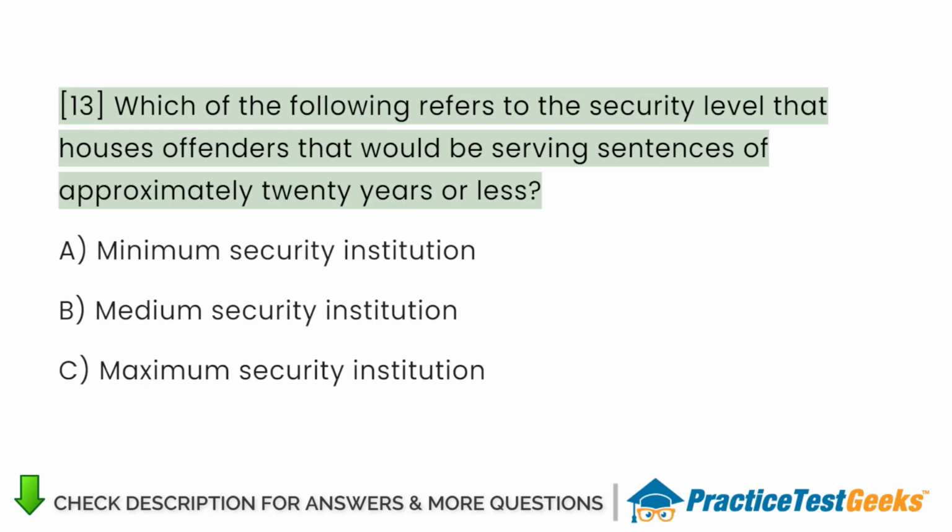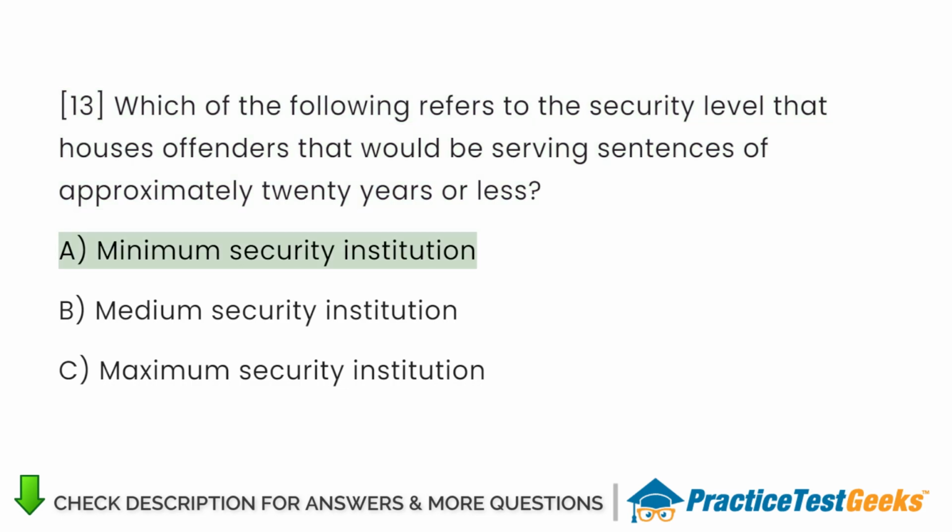Which of the following refers to the security level that houses offenders that would be serving sentences of approximately 20 years or less? A. Minimum security institution. B. Medium security institution. C. Maximum security institution.